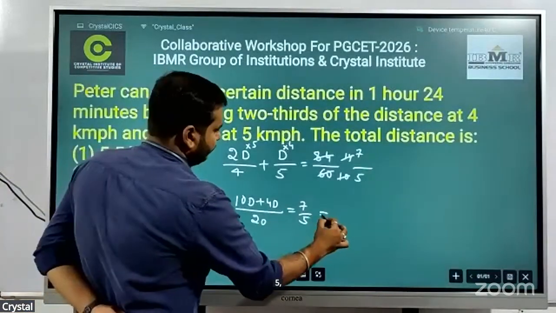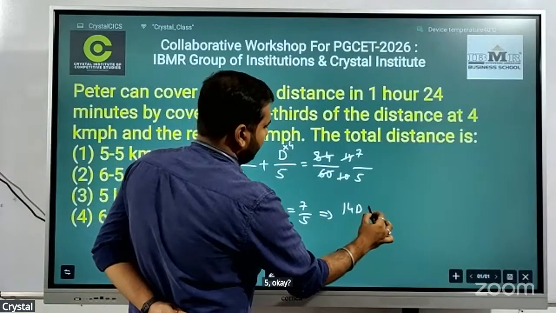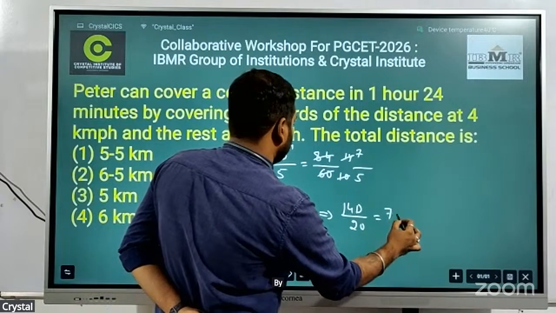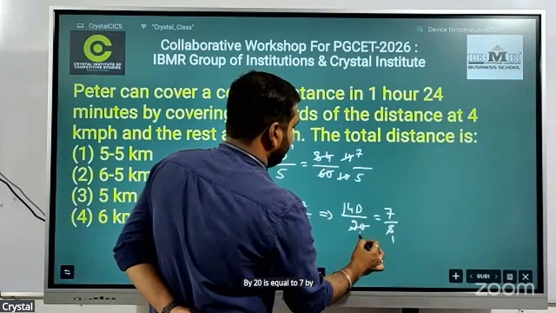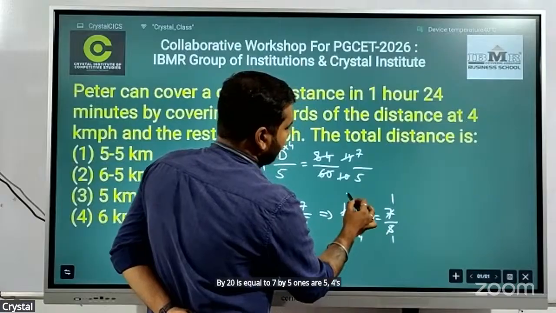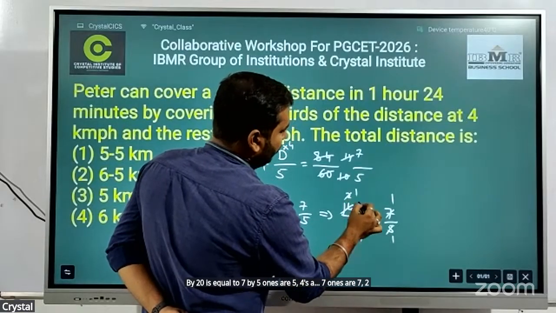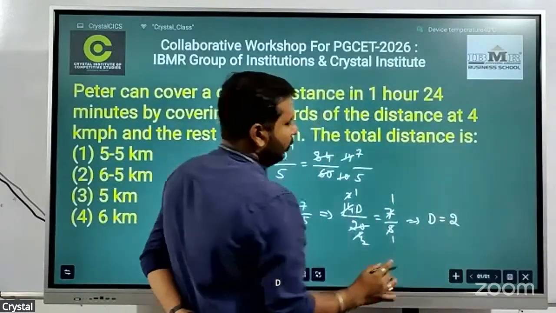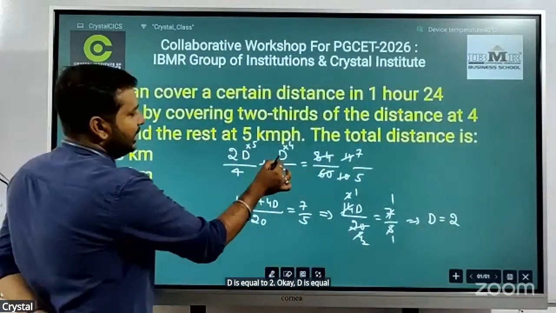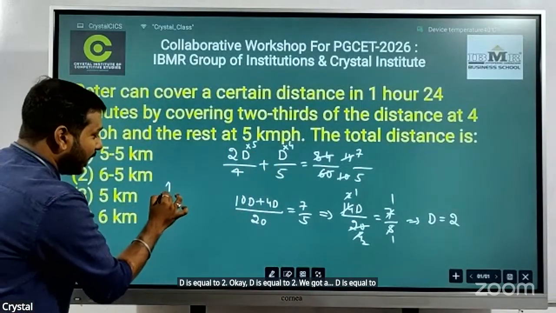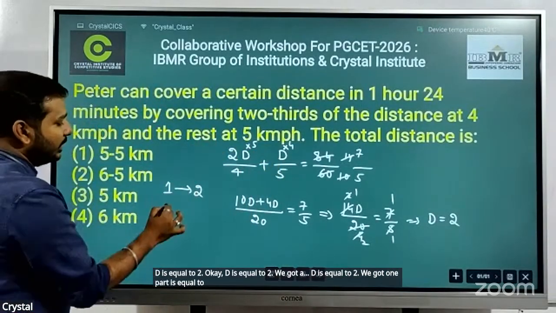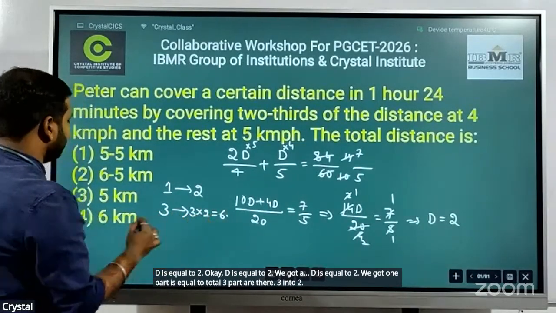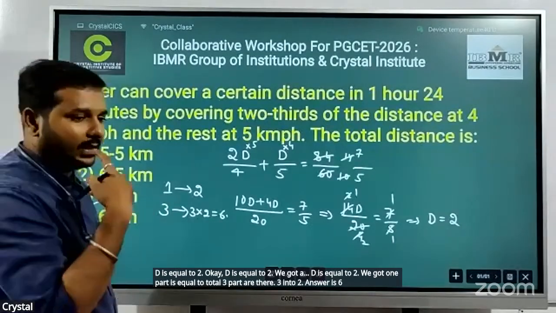Okay, 14d by 20 is equal to 7 by 5. 5 ones are 5, 7 ones are 7, 2s are 2, so d is equal to 2. We got d is equal to 2. We got one part is equal to 2. Total 3 parts are there. 3 into 2, the answer is 6 kilometers.